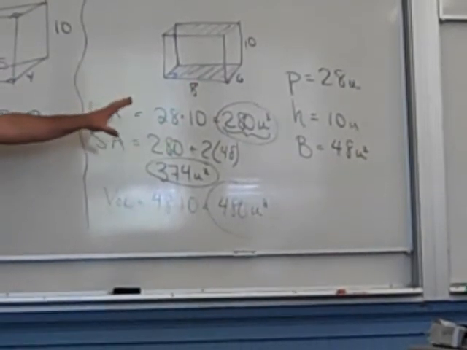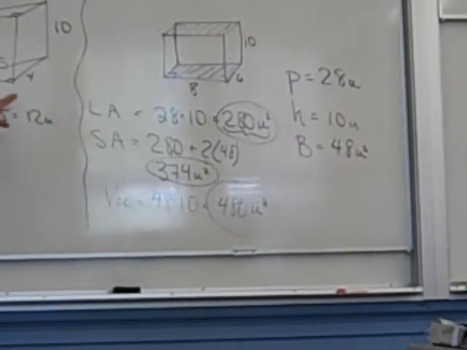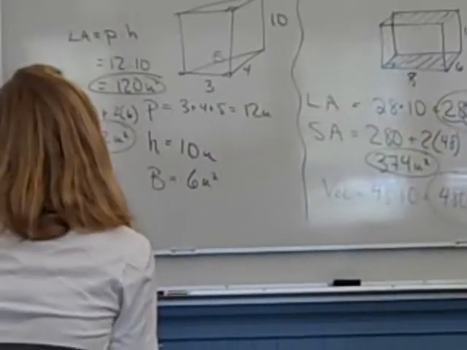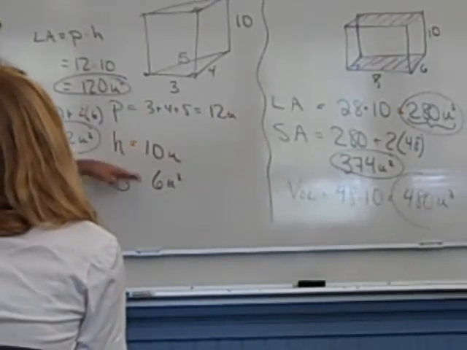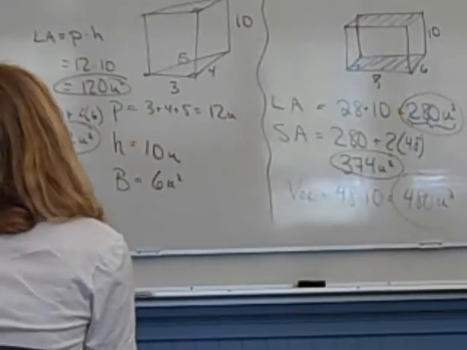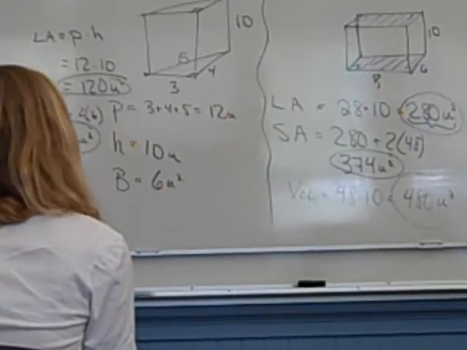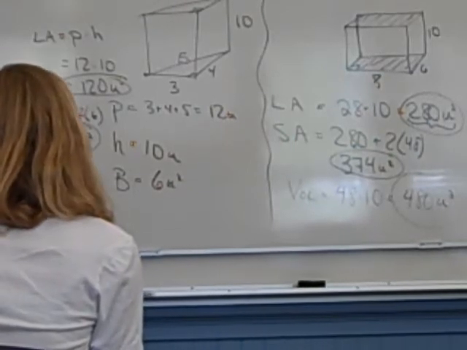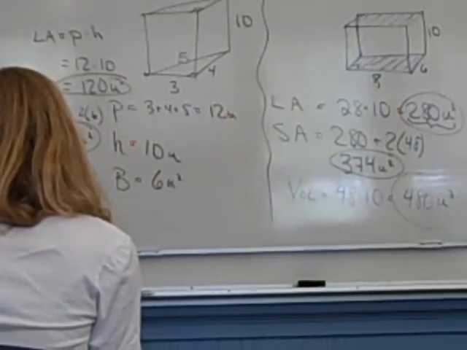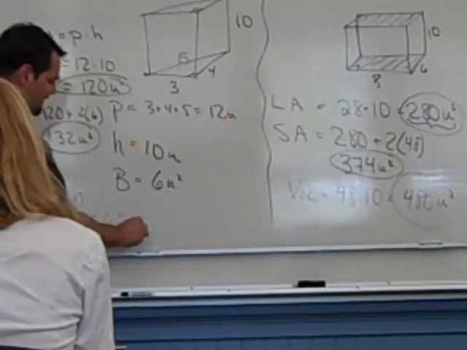Now, although this is not part of tonight's skill, we're going to extend it again into non-rectangular bases. What would be the volume of this prism? We've already identified perimeter, height, and base. Our volume is simply going to be base times height, 6 times 10, 60 units cubed.